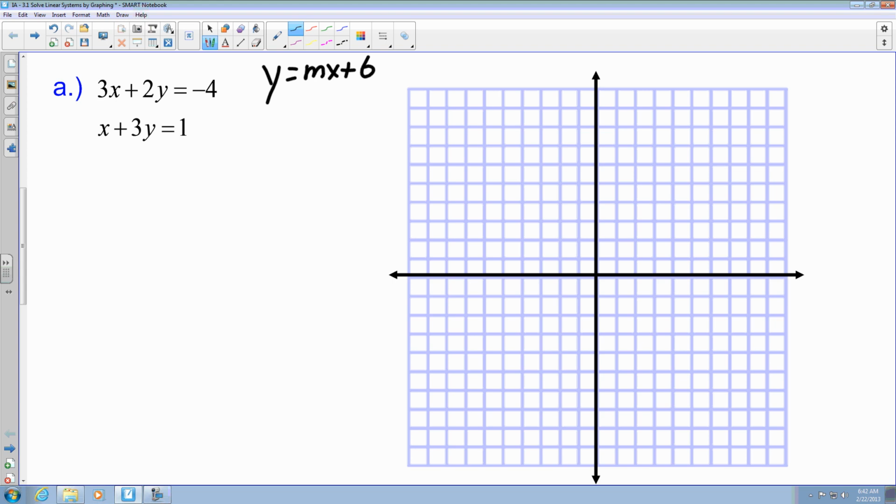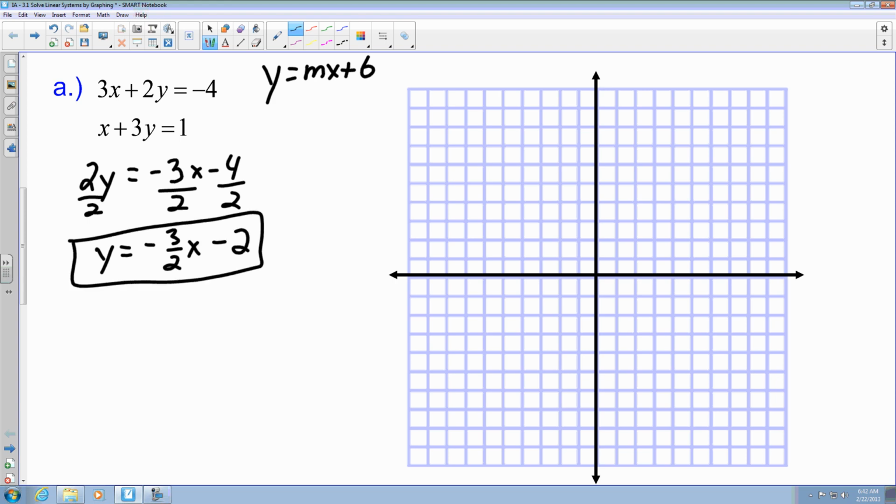So what I'm going to do is solve for y for the first equation. First off, I'm going to subtract 3x from both sides. So I got 2y equals negative 3x minus 4. To get y by itself, I'm going to divide both sides by 2. So I'm dividing each value by 2. So I get y equals negative 3 halves x minus 2. So the first equation is in slope-intercept form.